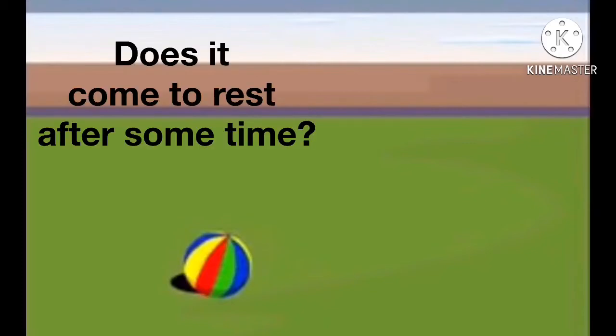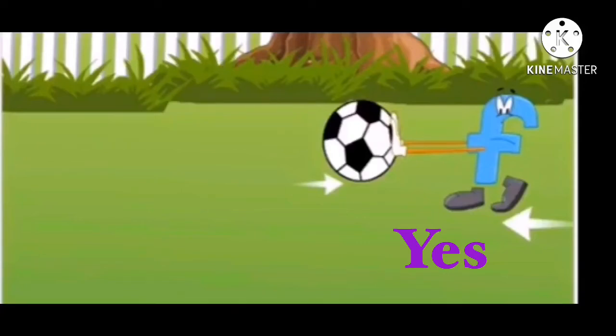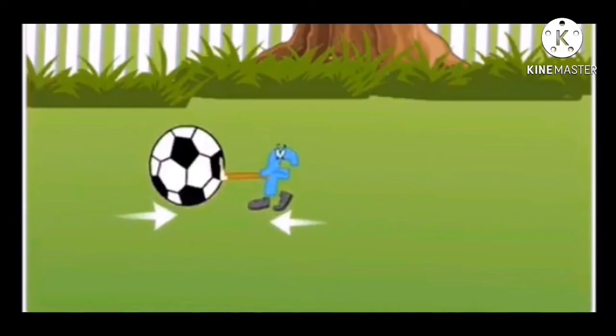Roll a ball on the ground. Does it come to rest after some time? Yes. This shows that some force must be acting on the ball which makes the ball slow down. This force is called force of friction.